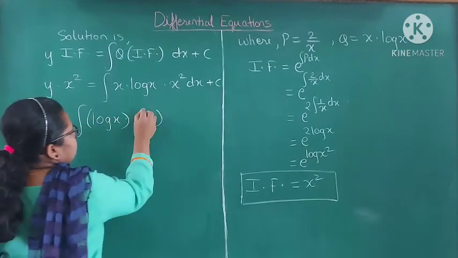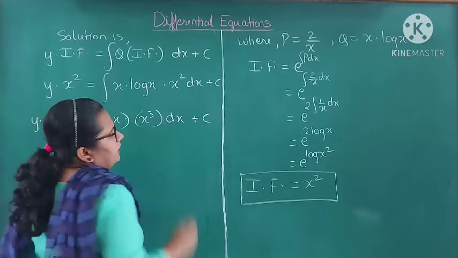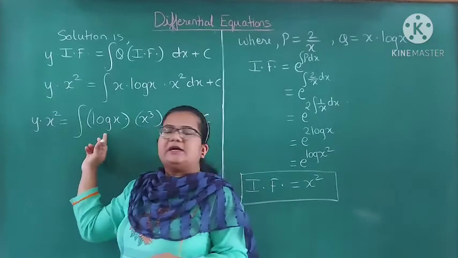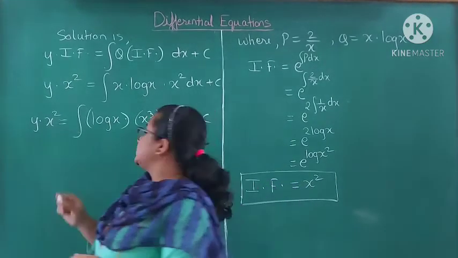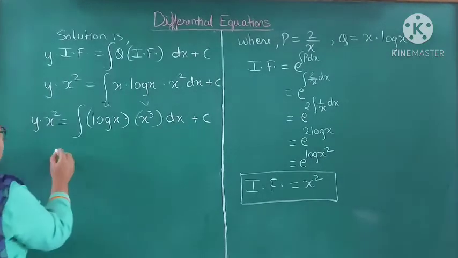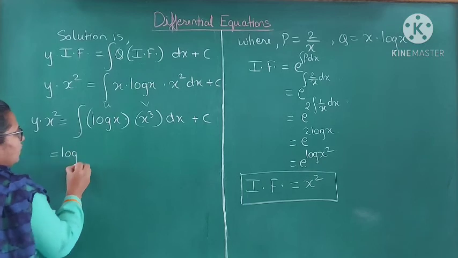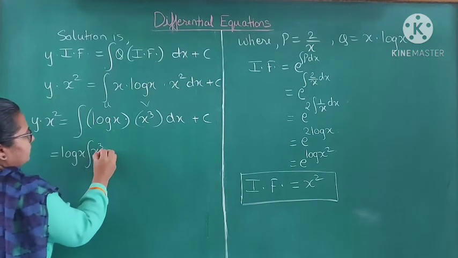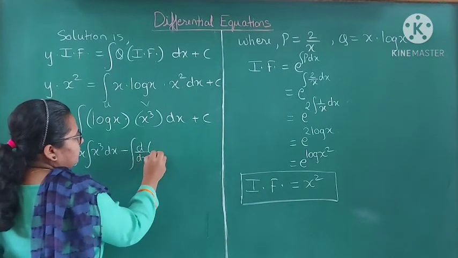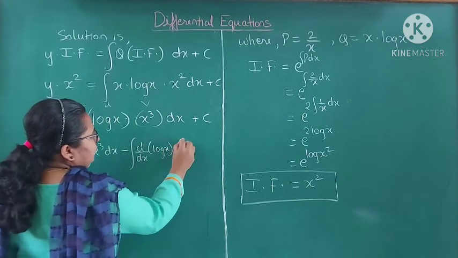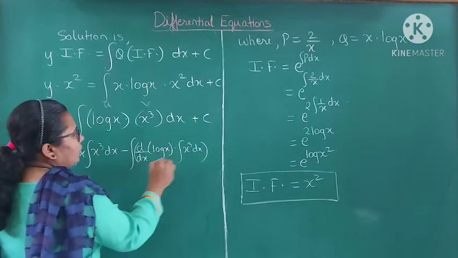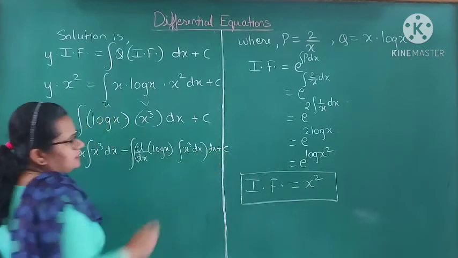So you have two functions. What do you have to do here? You have to use integration by parts, the rule, if you remember. The logarithmic function is first, so this will be your u function and this will be your v function. So this is equal to u, that is log x, times the integration of v, that is x cube dx, minus the integration of the derivative of u, that is the derivative of log x, into the integration of v, that is x cube dx, whole of dx plus c.